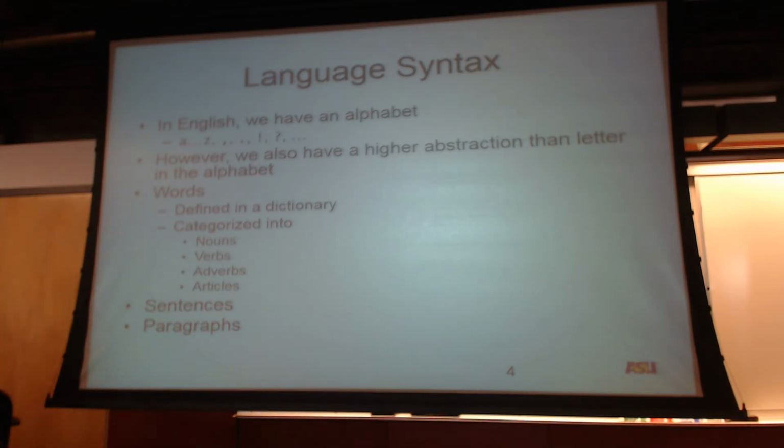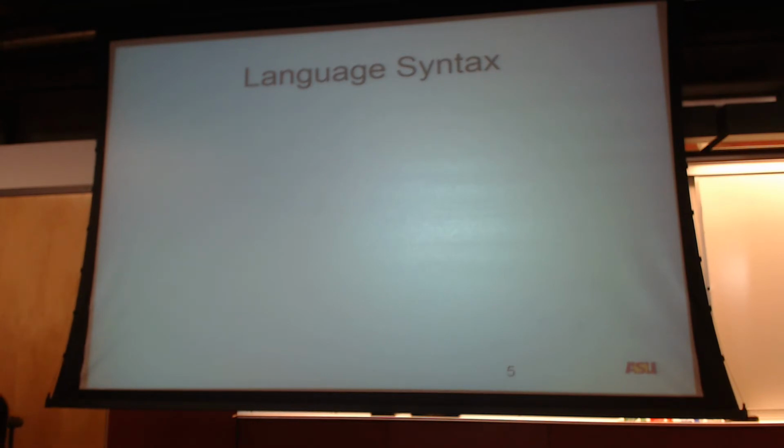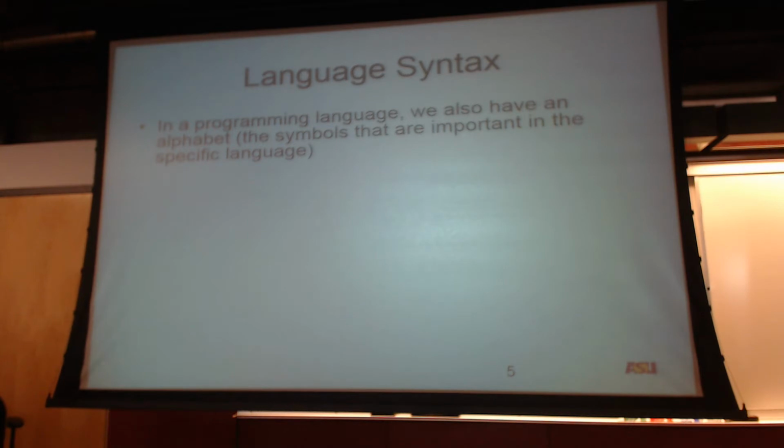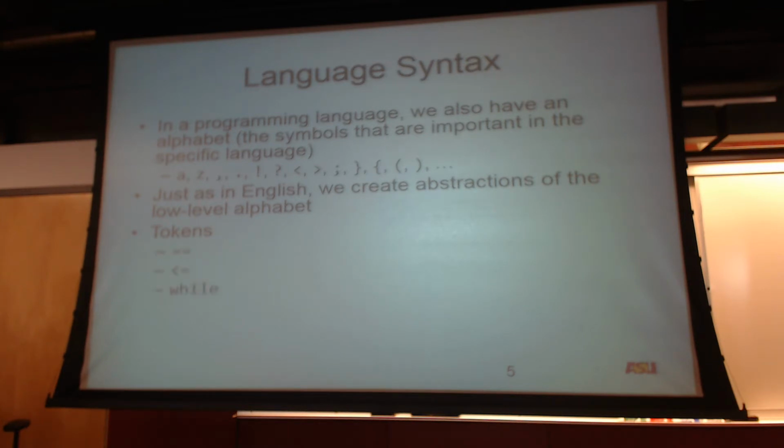So what do we mean by language syntax then? In programming languages, we also have an alphabet. Typically, we can do A to Z. We can have curly braces. We can have parentheses. Right, many different things. Just as in English, we create abstractions of low-level alphabets. So we have tokens, right? Tokens can be double equal to, less than or equal to, while loop, if conditions, and can also be variables. A, B, C, those are tokens.